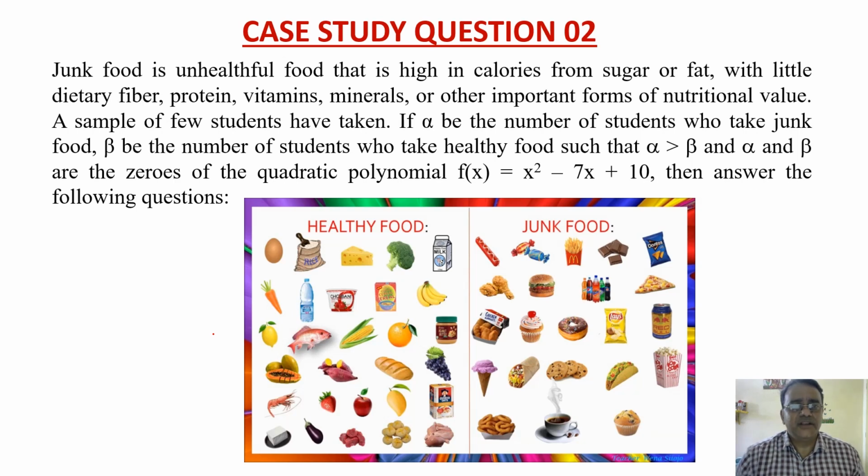Case study question number 2. Junk food is unhealthful food that is high in calories from sugar or fat with little dietary fiber, protein, vitamins, minerals, or other important forms of nutritional value. A sample of few students have taken. If alpha be the number of students who take junk food and beta be the number of students who take healthy food, such that alpha is greater than beta, and alpha and beta are the zeros of this quadratic polynomial, then answer the following question. Question is clear? Right? Alpha is the number of students who take junk food.